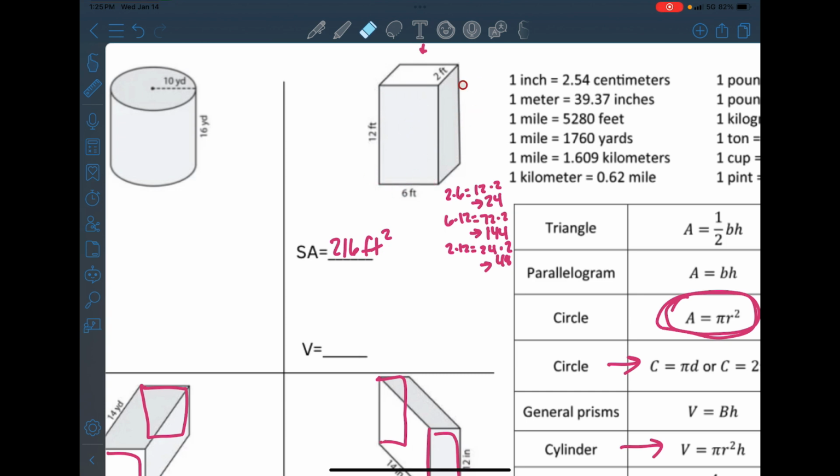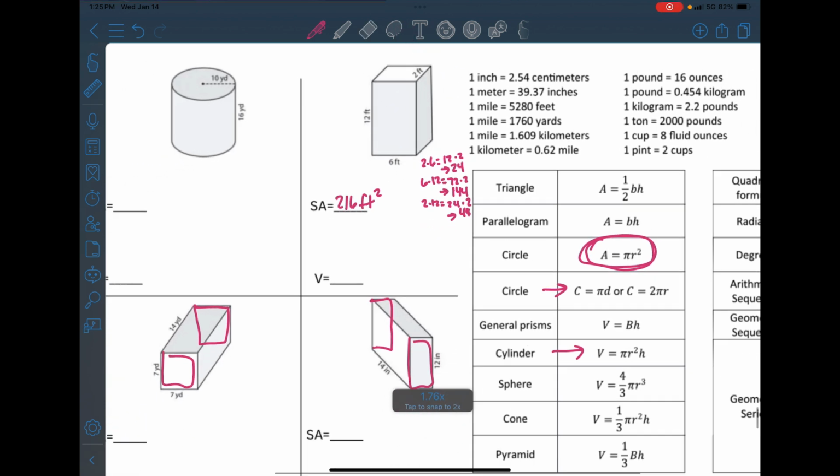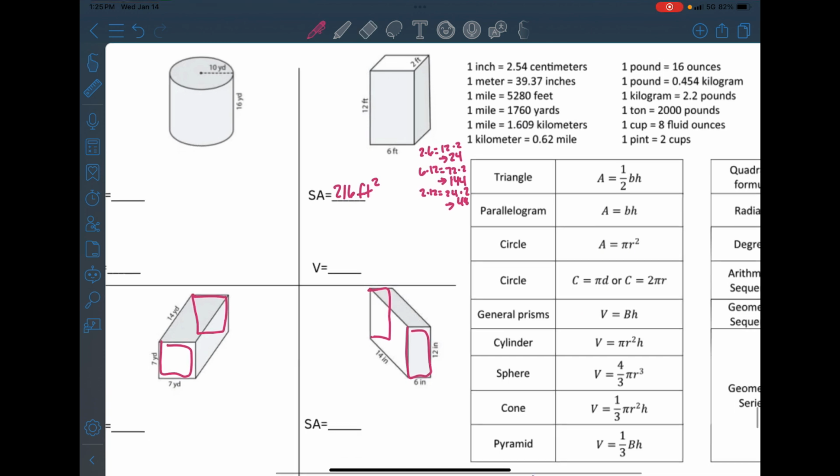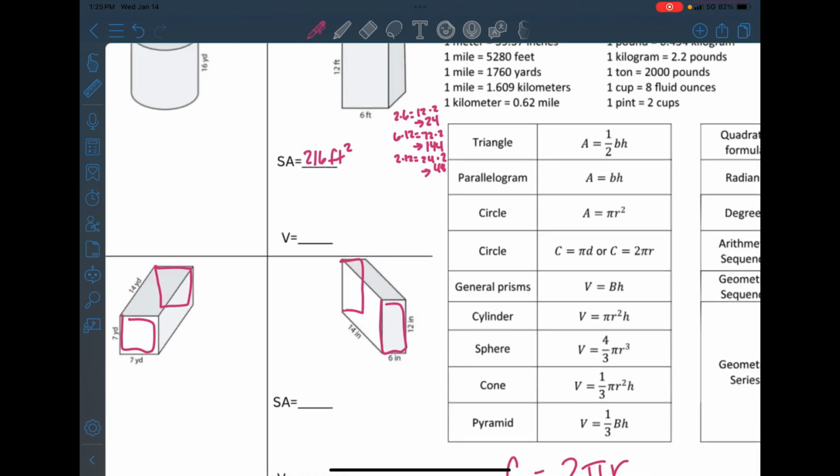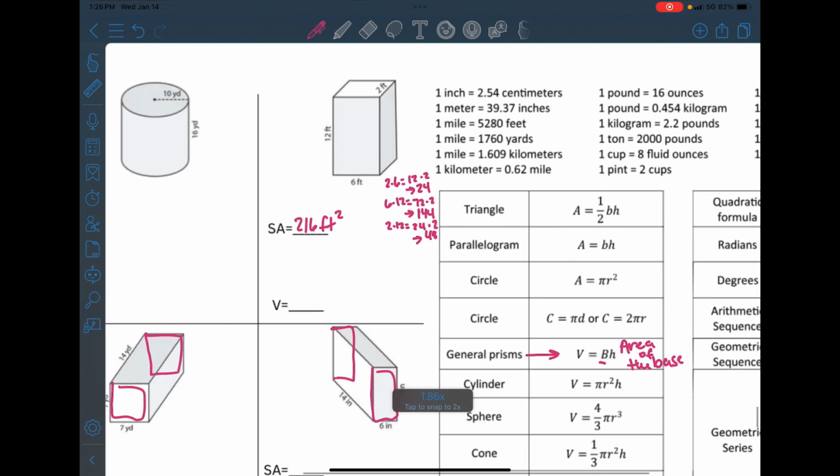We still have the same amount of sides and all that. But for your volume, if you look over here, it's any prism. Okay, now there's different kinds of prisms. We have this capital B. Capital B means the area of the base. So you may have to know how to find the area. In this case, our base is a 2 by 6 rectangle. We have one here and we have one here. Okay, but we know it's a 2 by 6 rectangle. It's not a square because our dimensions aren't the same.